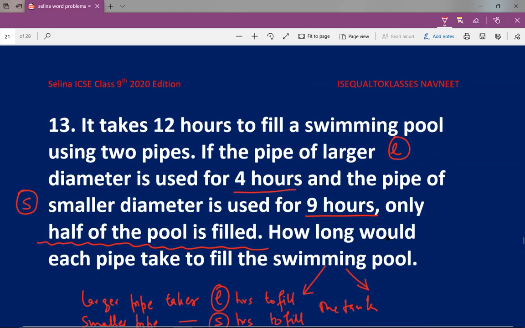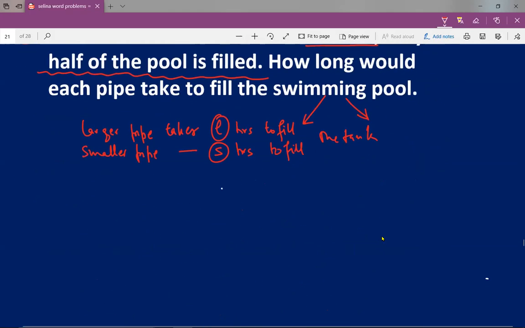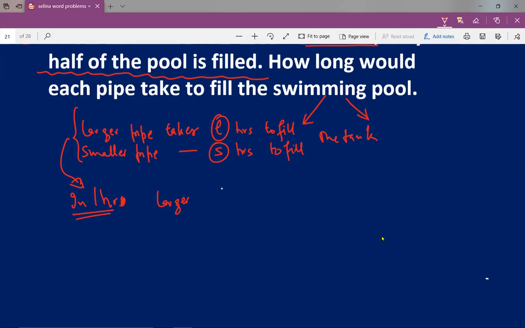Now, what you need to understand is that in 1 hour, the larger pipe would fill 1/L of the tank, and the smaller pipe would fill 1/S of the tank. I hope the logic is clear. That is why I took the example.